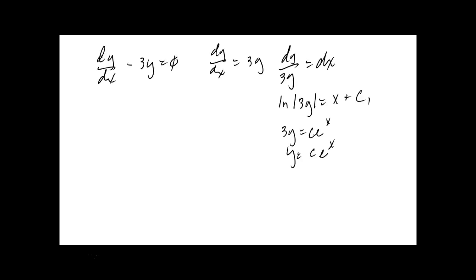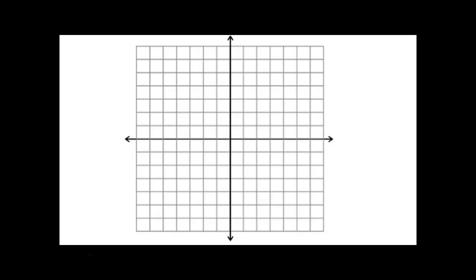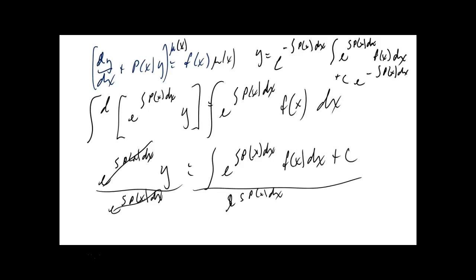dy dx would be, you're multiplying by 1/3. Well, let me see. If I take a derivative of that, y prime would be c e to the x. No, we're not going back.